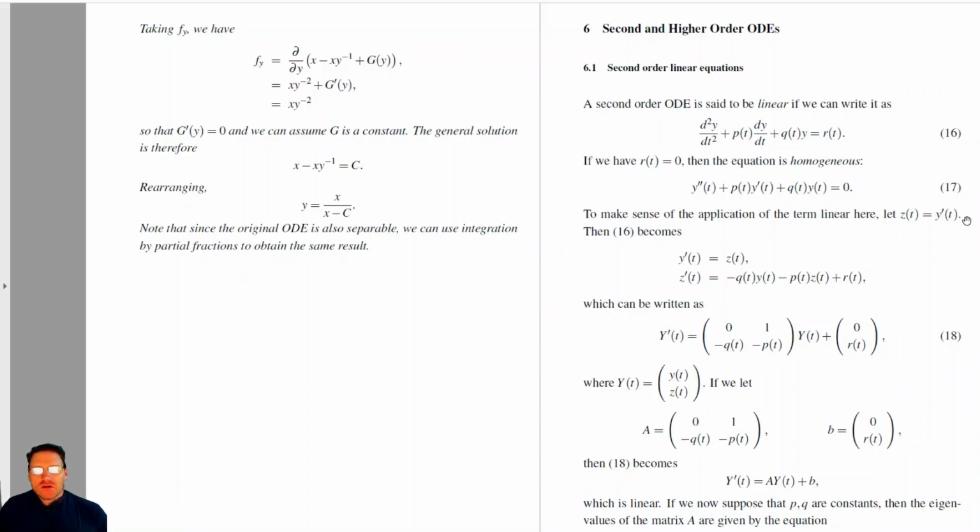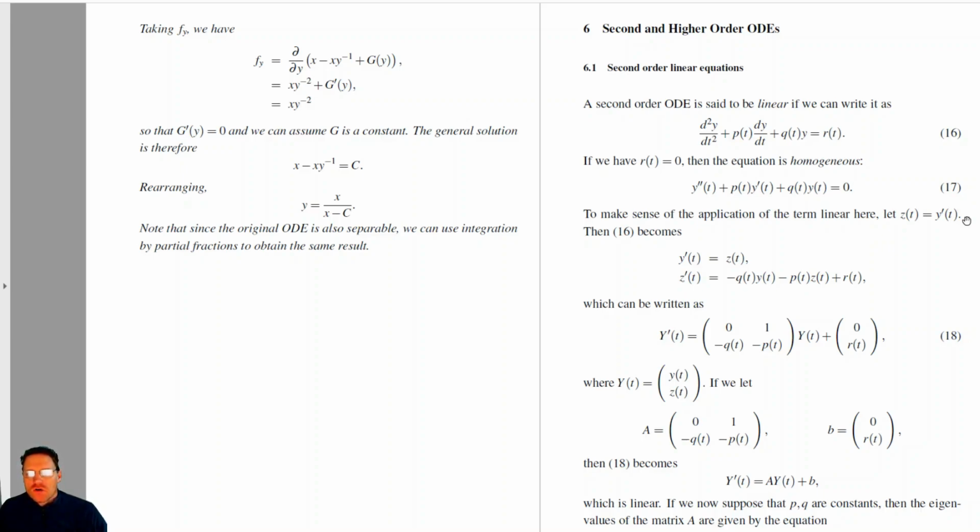Okay, today we're going to look at Chapter 6 of this booklet on second and higher order ODEs. So we're going to start with second order linear equations, and I'm going to show you why we should call them linear equations even though they're second order. So let's give a definition first.